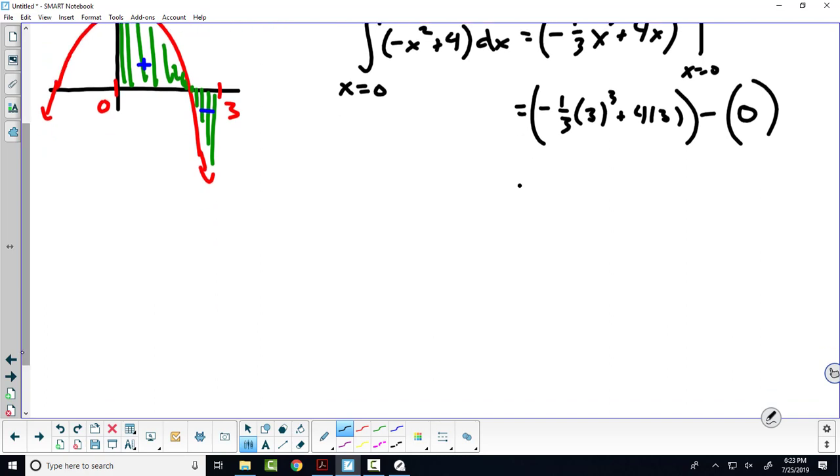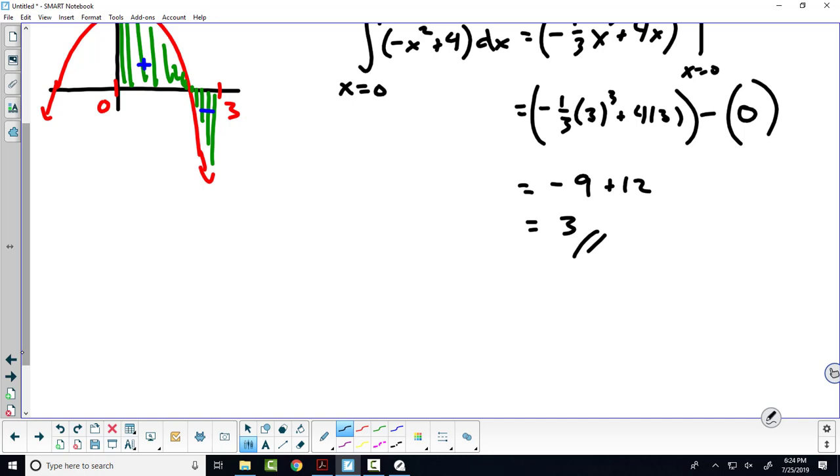So, let's see here. 3 cubed is 27 times minus 1/3. I think we get minus 9 plus 12. So I think we get 3 as the area of this shaded region. That's nice. Rarely do you get nice numbers in this procedure. How come? Because often you use the power rule, and the power rule often introduces fractions. So oftentimes these don't work out nicely. That's just life.